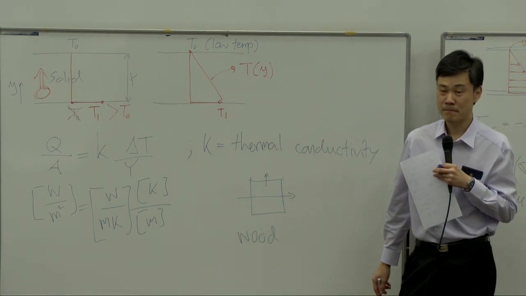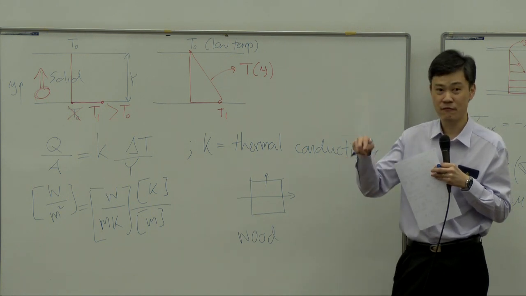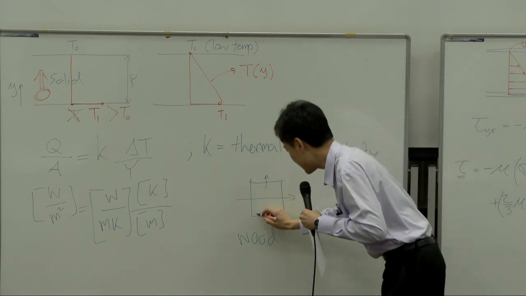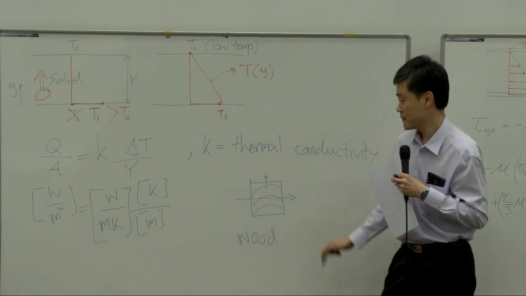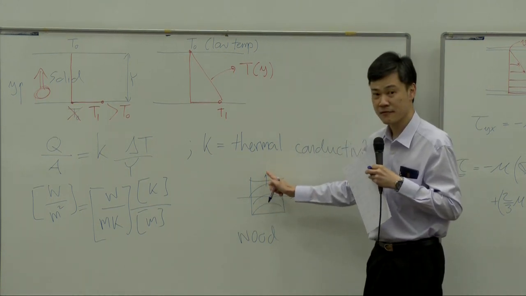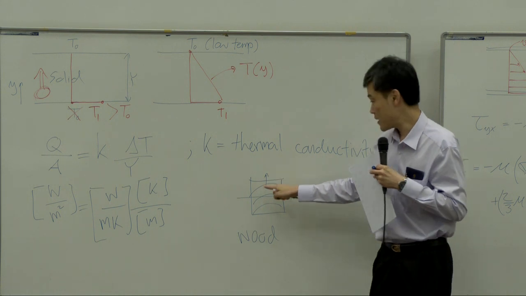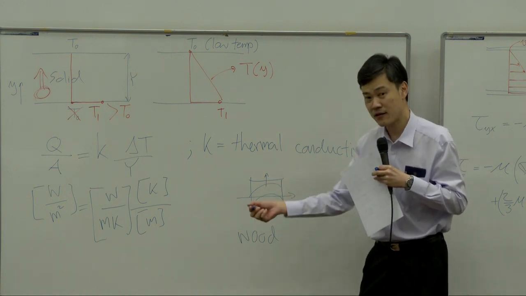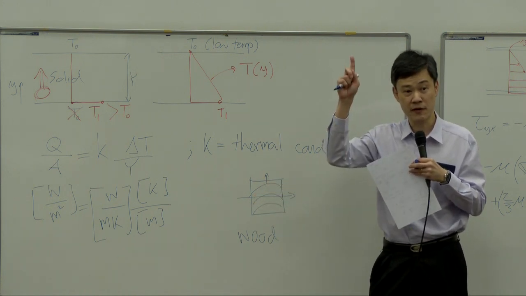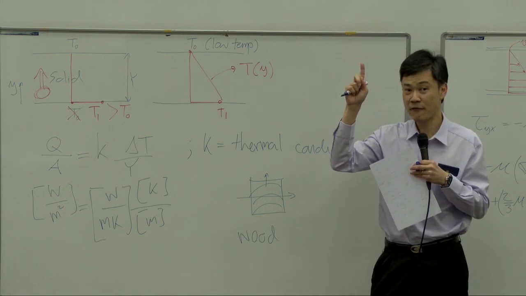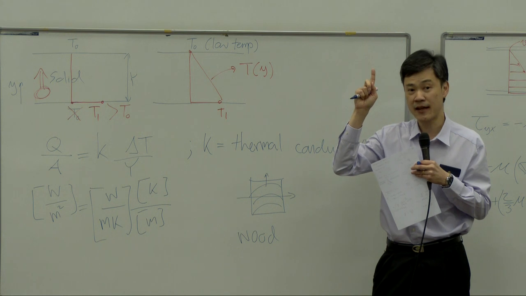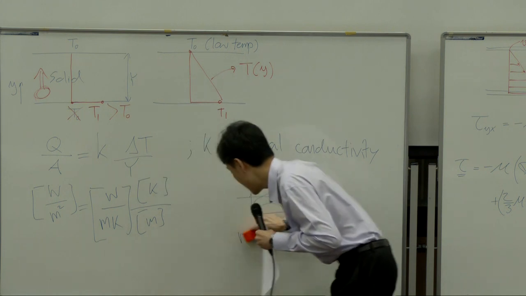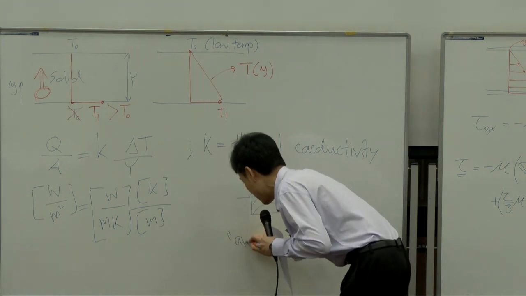Why? Because wood has, you know, rings. When you cut the wood, you have rings, right? If I have rings like this, heat transfer in this direction is difficult because the ring itself is a small gap. But heat transfer perpendicular to this ring, or in the direction of the growth of the wood itself, does not have rings, so heat transfer in that direction is faster. Okay? This kind of material is called anisotropic material.